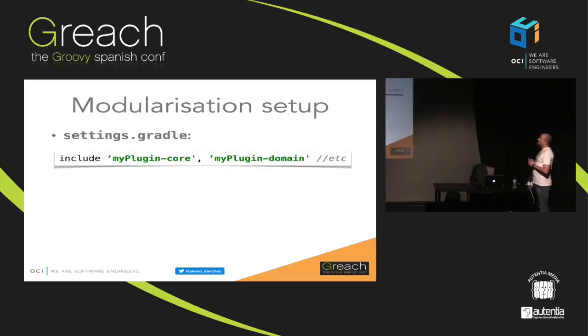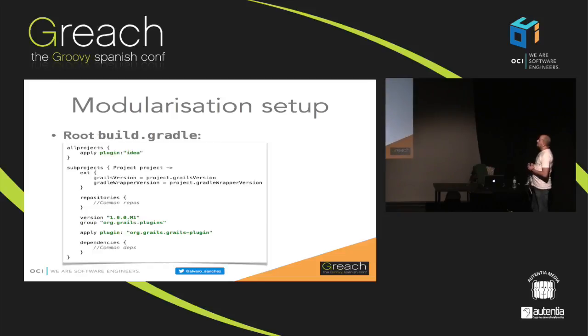So this is a settings.gradle file on the root of your application or plugin in this case. And then you have different folders, right? So you might have a core folder and then a domain folder, and so on and so forth. The settings.gradle is telling Gradle, OK, this is a multi-module project, and you have to include all these folders or projects as part of the build.